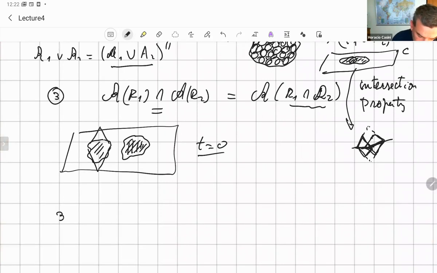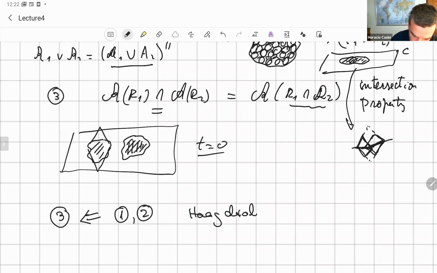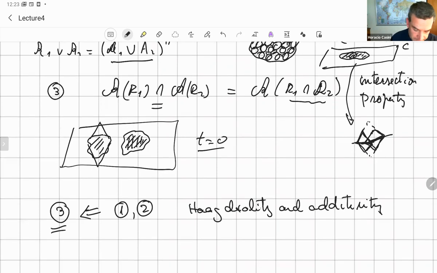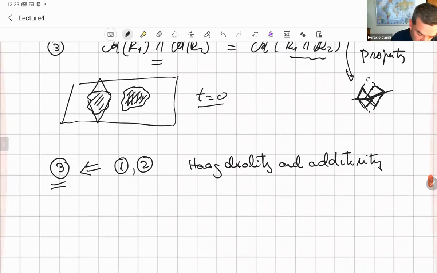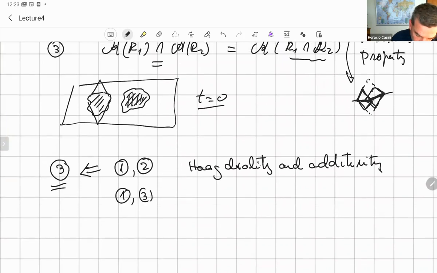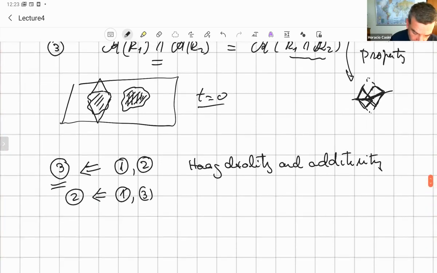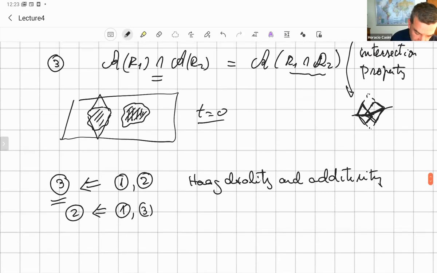So it turns out that this intersection property is implied by 1 and 2. So I will talk mostly about Haag duality and additivity. I will forget about the intersection property because it's just a consequence of the other two. In the same way, you can see that 1 and 3 imply 2. So you can either talk about additivity or the intersection property. Somehow the intersection and the union are kind of dual things.